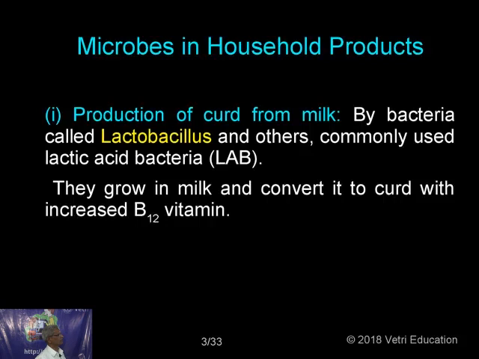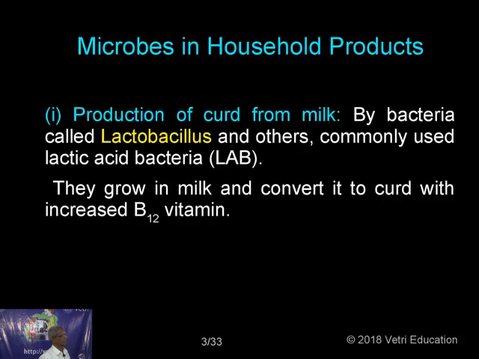First one, the production of curd from milk. You know, milk is a nutrient, a very good food derived from mammalian animals, starting from animals such as the cow. Even though the cow, sheep, camel and other animals give milk, man depends on milk only from a few animals, not from all animals. But all mammals are capable of secreting milk for their young ones.